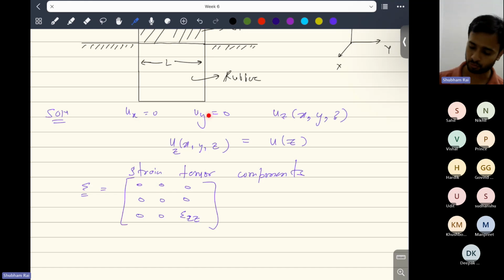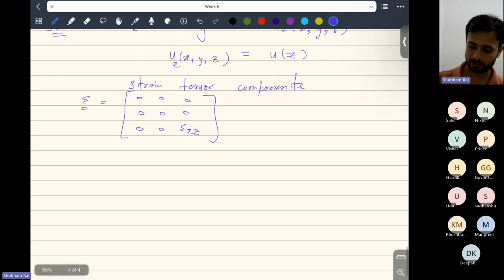So ux and uy both are zero. Here you have half of del ux by del z plus del uz by del x. So del ux is zero, and for del uz by del x, uz is not a function of x, so this will also be zero. Similarly, all these terms will be zero.